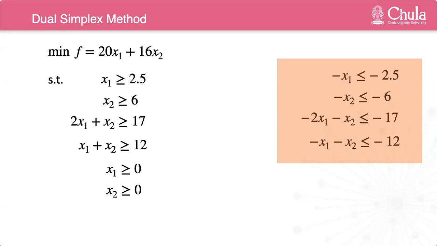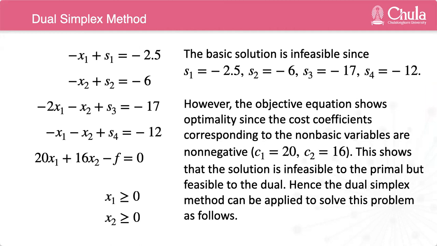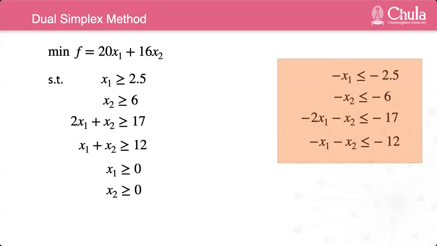And you see that if we rearrange this constraint, we have minus x1 less than... we don't care about this right hand side anymore. The right hand side can take negative value because we are dealing with a different method now. And you see that the basic solution is infeasible if we use the simplex method, because the right hand side is negative.